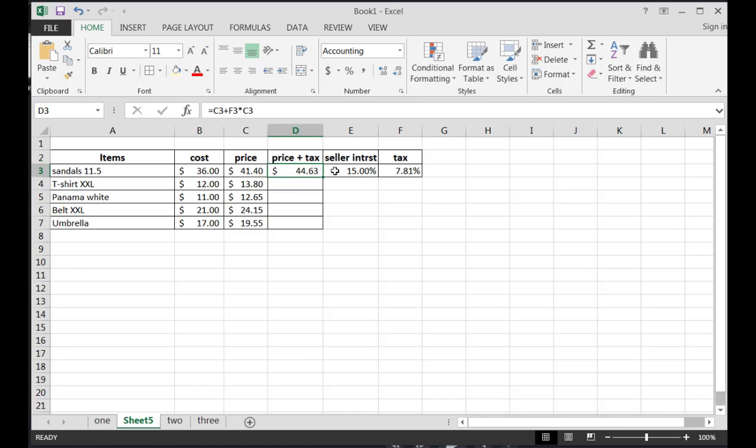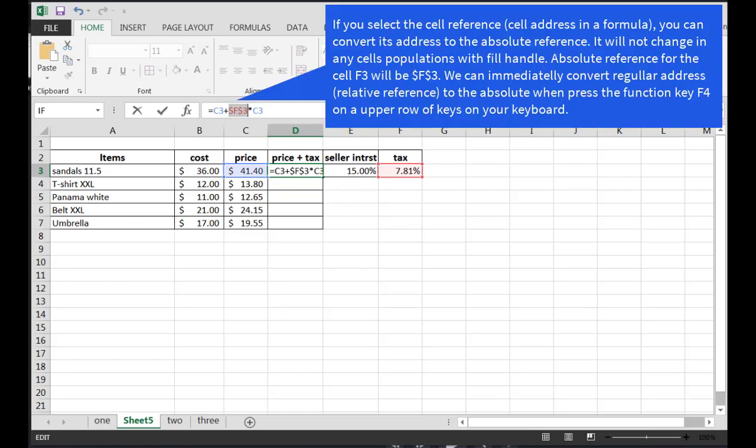Folks, we need to do the same thing as we did for seller interest. I will highlight F3 and press F4 on the keyboard, where the function keys are. F4. Click, and then you will see the absolute cell reference. Enter, and then you will see the price plus tax. What I need to do is just populate this to the adjacent cells, and then you will see everything correct.